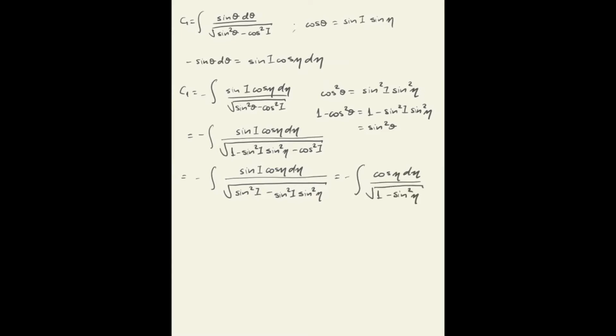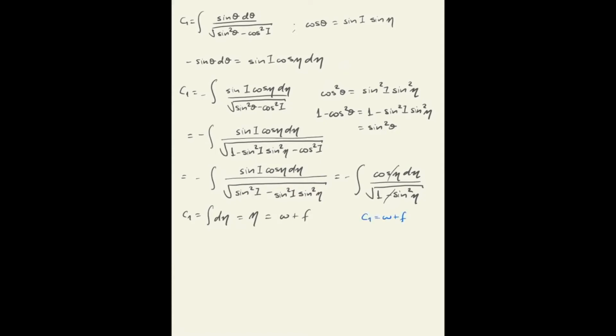Substitute now this 1 here by cosine square of the inclination plus the sine square of the inclination. And extract now the sine, which is going to cancel with this sine here, leaving cosine eta d eta over the square root of 1 minus sine square of eta. This square root is, of course, the cosine. So there you have it. C1 then is the integral of d eta, which is then eta. That's the argument of pericenter plus the true anomaly. Okay, so save this result.